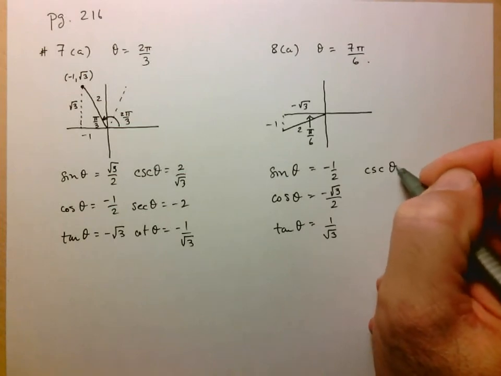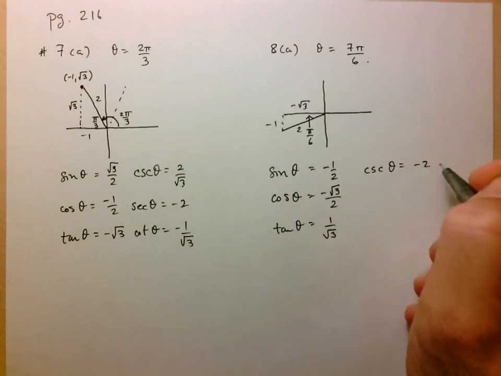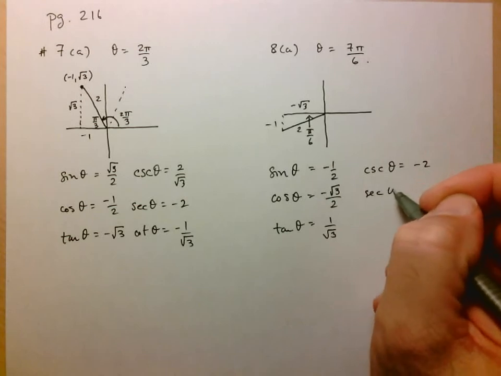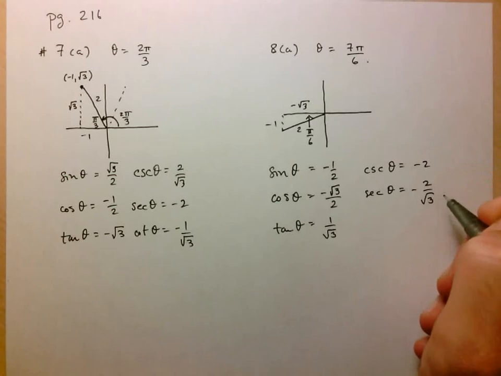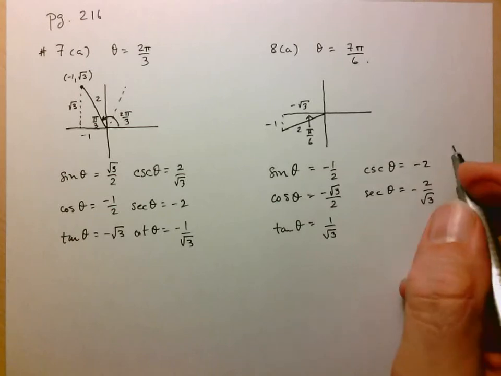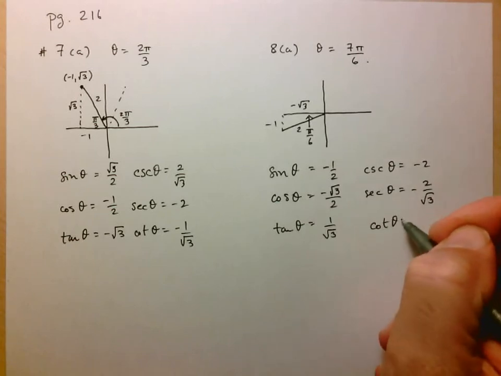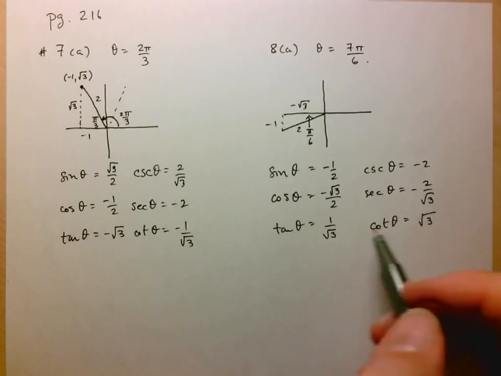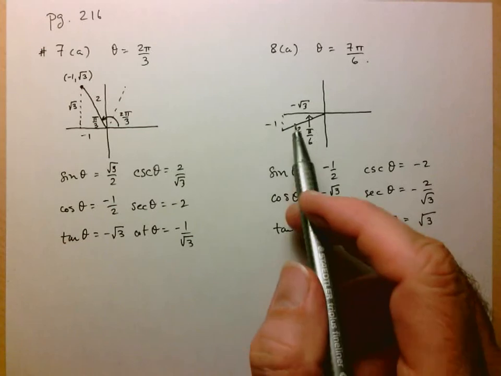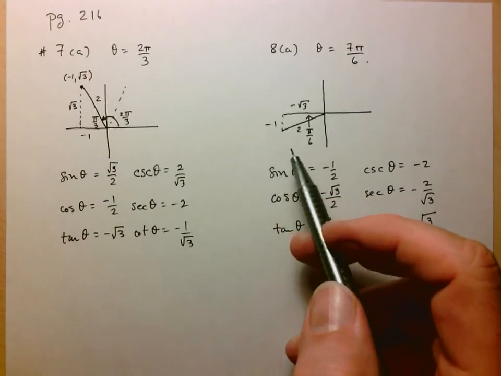Cosecant of theta will just be -2. Secant of theta will just be -2 over √3. And here cotangent of theta is just equal to positive √3. They all make sense because your cotangent and tangent should be the ones that are positive in the third quadrant.